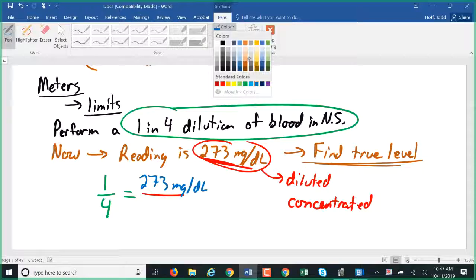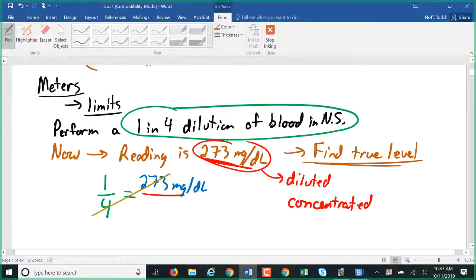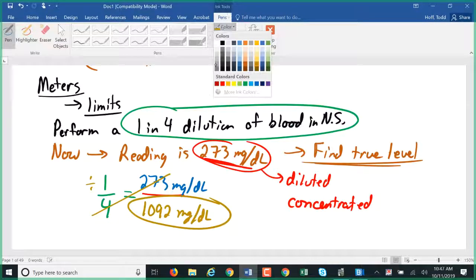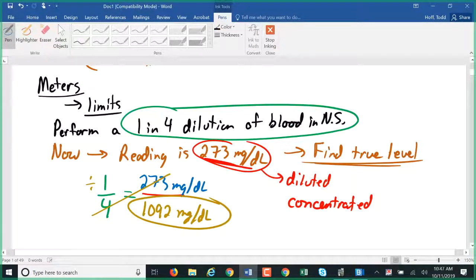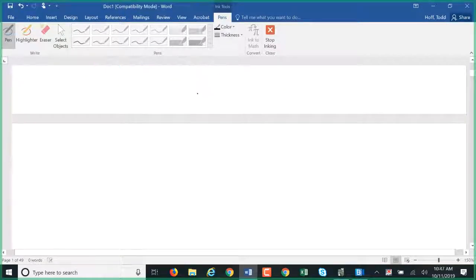And we'll cross multiply and divide. 4 times 273 divided by 1 gives us, what is that, 1,092 milligrams per deciliter. That is the true reading. That, by the way, is approaching comatose stuff. So that type of problem can be worded in several different ways or approached in several different ways.